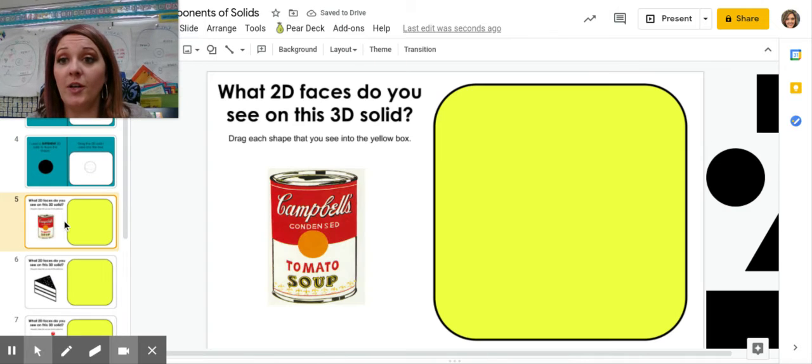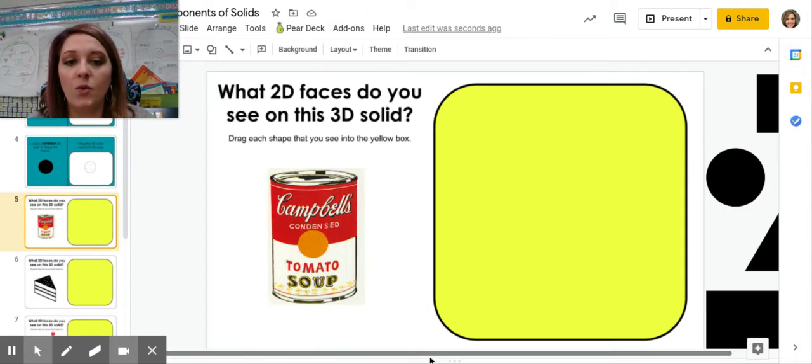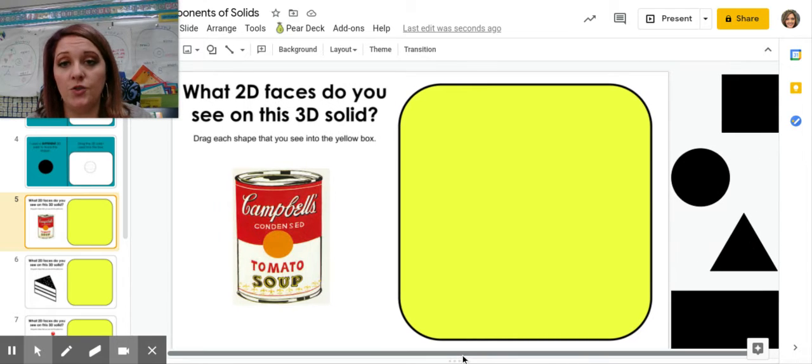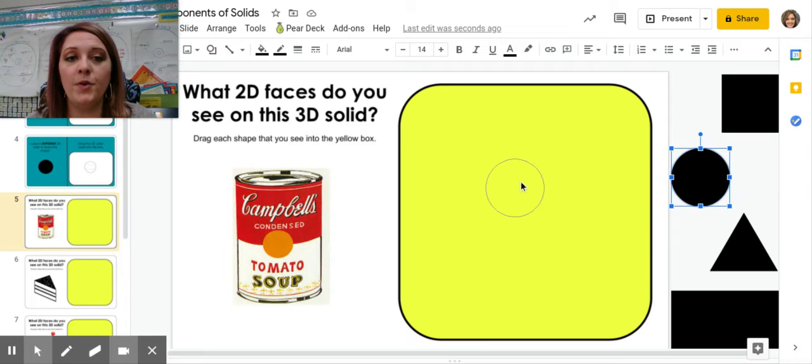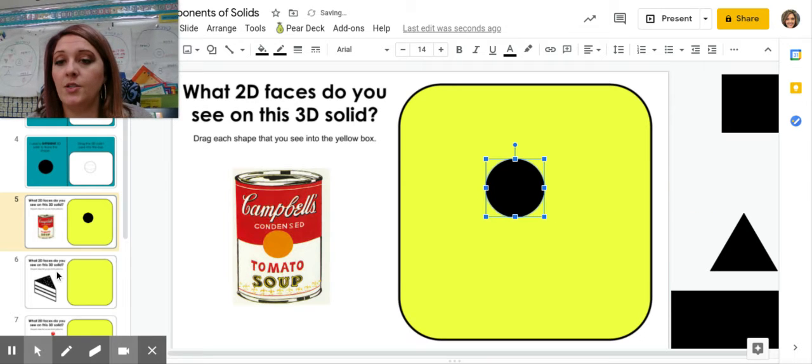Now we're going to look at some real objects. So it says, what 2D faces do you see on this 3D solid? So a can of soup is like a cylinder. My 2D shape is my flat surfaces. My flat surface on my cylinder is a circle. So I'm going to click on my circle and move it over. Let's look at the next one.